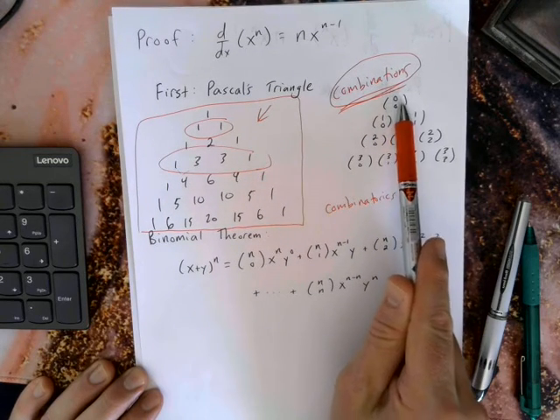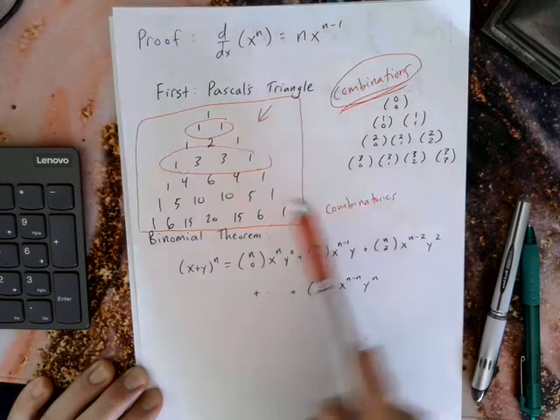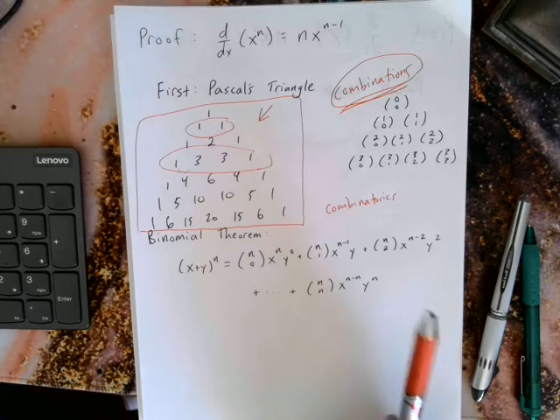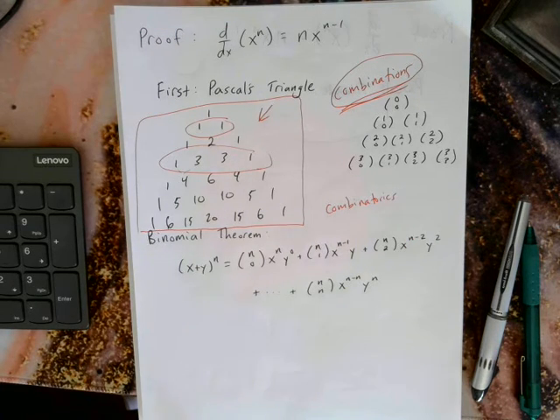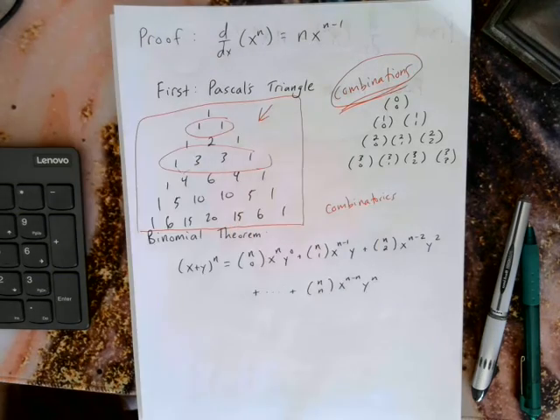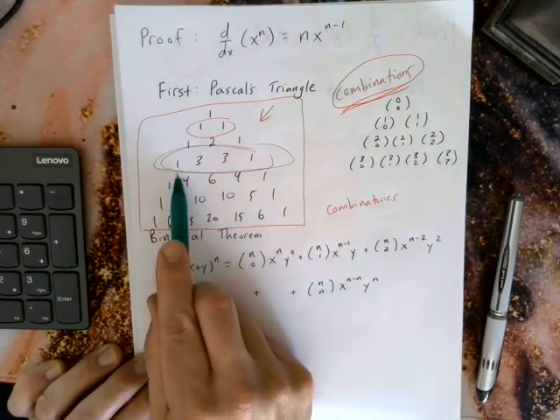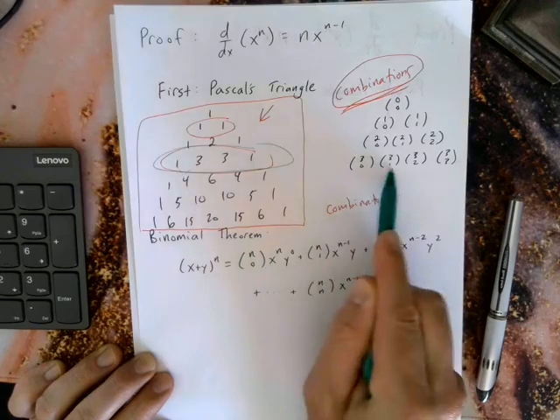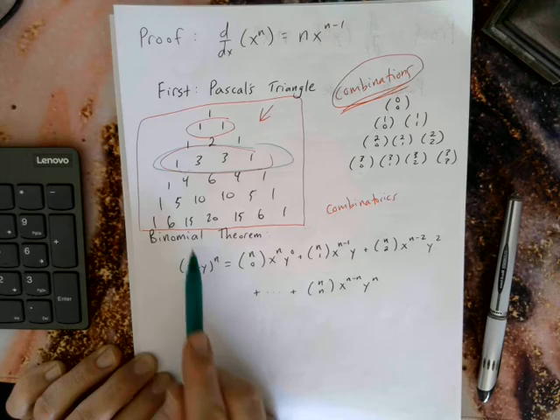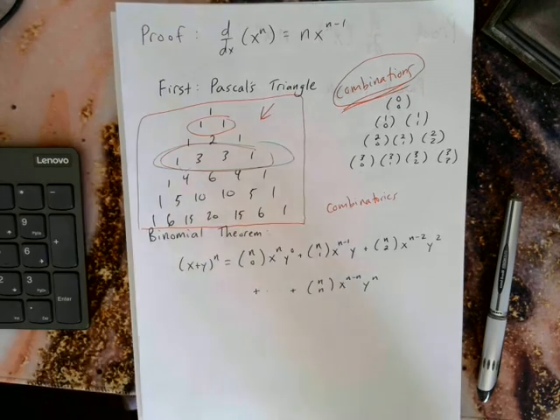Like this symbol right here means 0 choose 0. That's 1 choose 0. 1 choose 1. That's 3 choose 1. And these numbers in the triangle end up being combinations. Again, combinations are a topic in counting, when you count how many ways there are to do something. And this triangle just happens to be all combinations. So for example, this row right here is 3 choose 0, 3 choose 1, 3 choose 2, 3 choose 3. Those are all the combinations. Which means this is like 5 choose 0, 5 choose 1, 5 choose 2, 5 choose 3, etc.